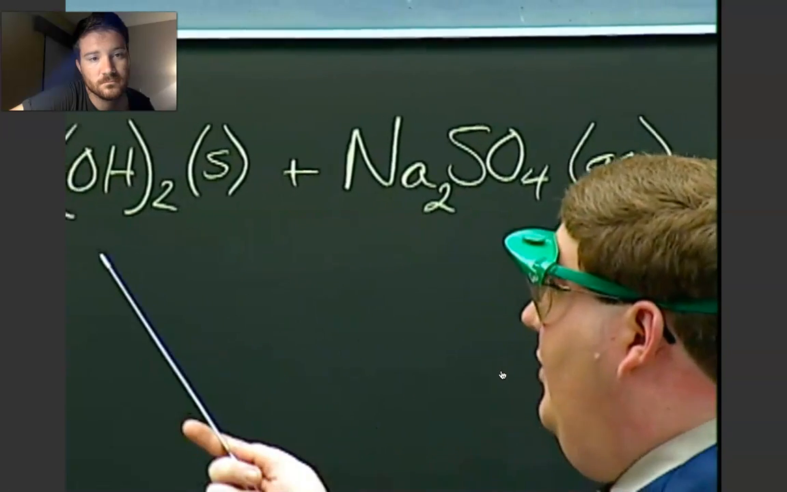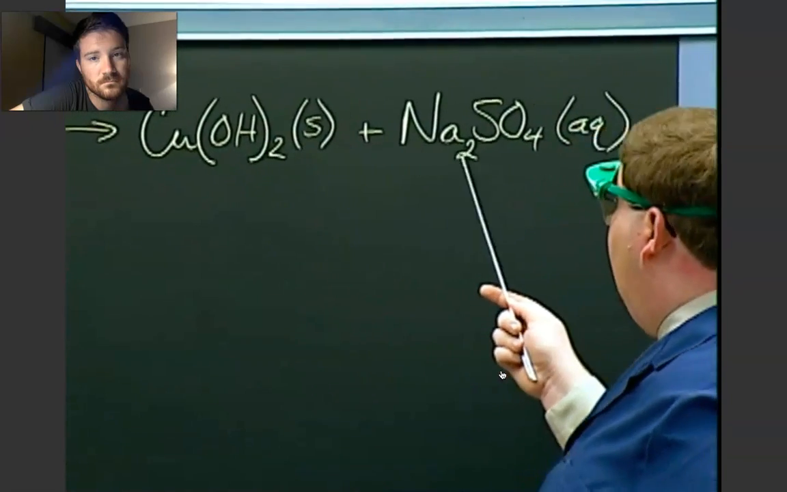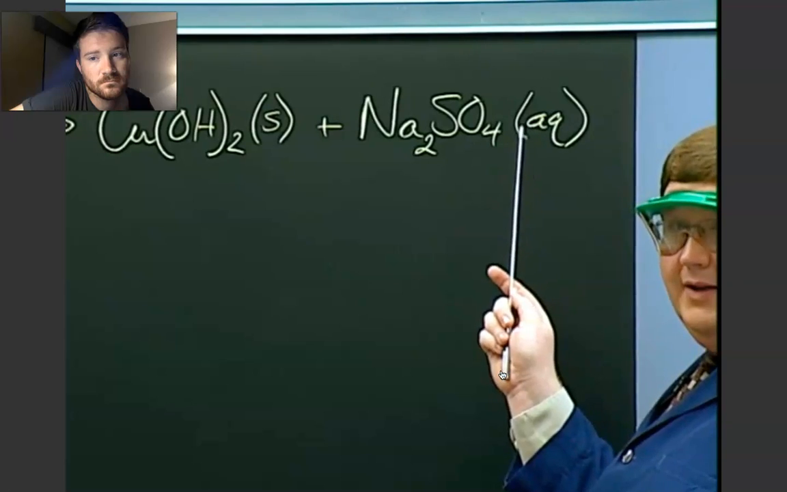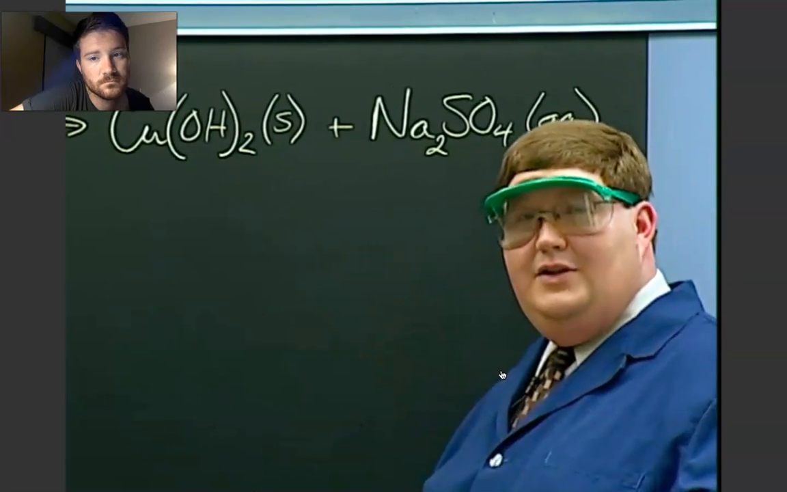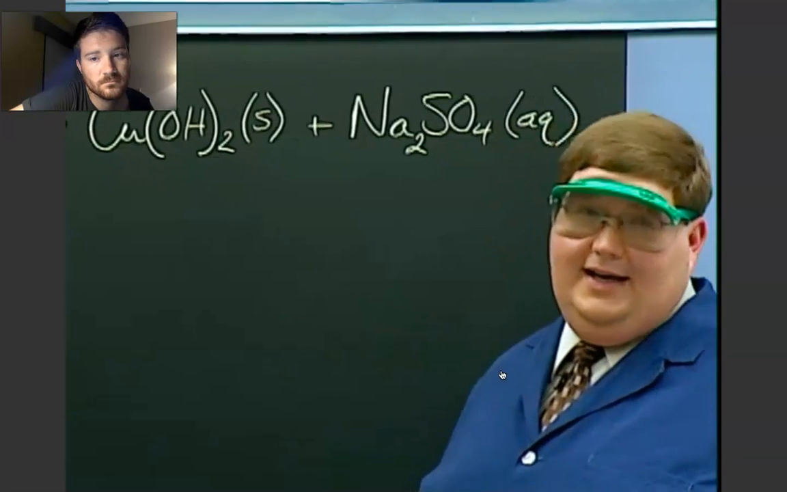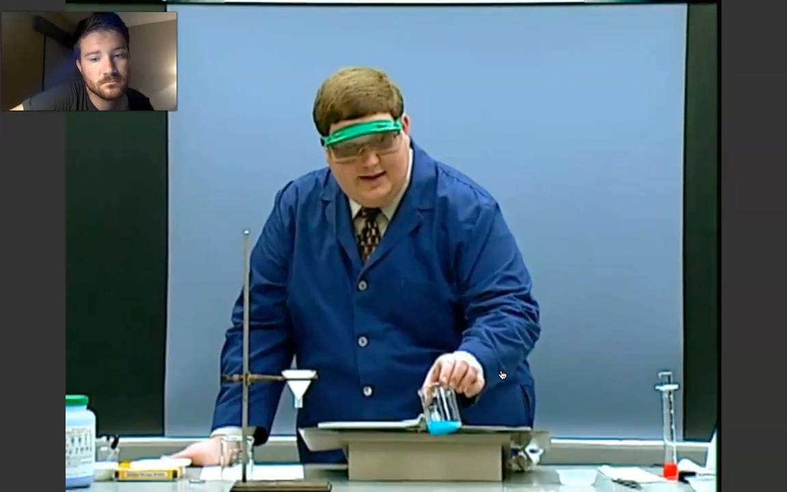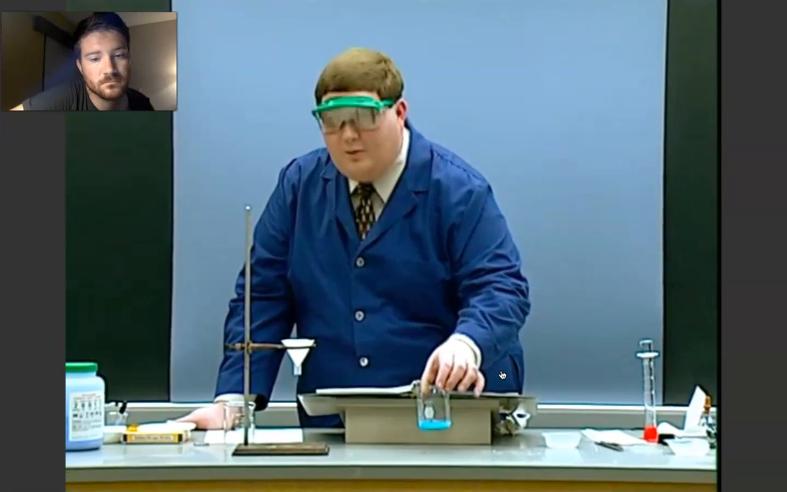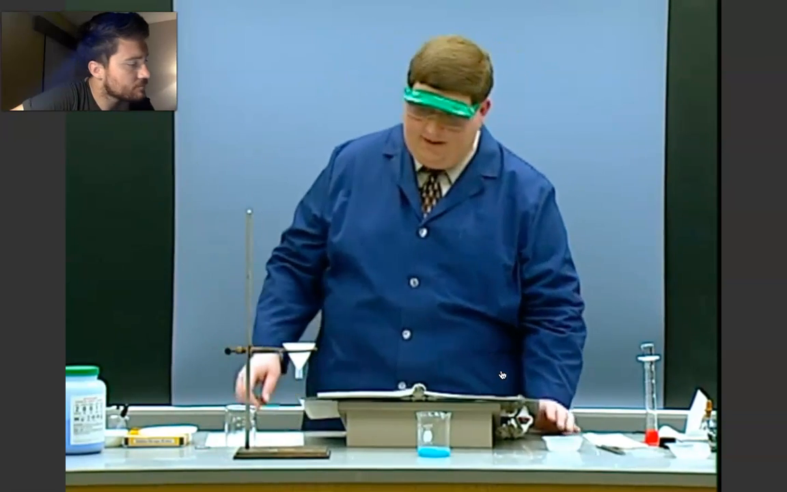So notice what we have here. We have copper hydroxide solid plus sodium sulfate aqueous. And so you'll notice here that the solid material that we saw precipitate out of that chemical reaction is actually copper hydroxide in that particular instance. So this blue cloudy substance is copper hydroxide. Well, what we're going to do now is filter this particular substance.